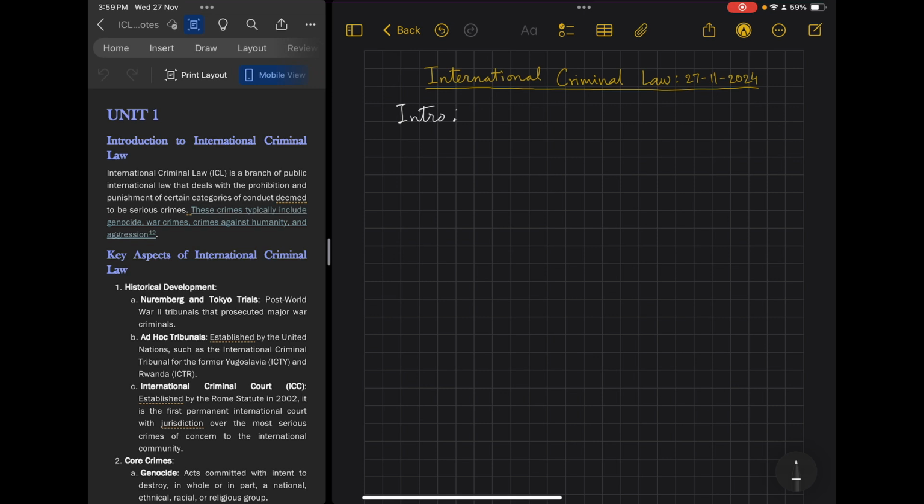International criminal law is a branch of public international law that deals with the prohibition and punishment of certain categories of conduct deemed to be serious crimes. These crimes typically include genocide, war crimes, crimes against humanity, and aggression. So, International Criminal Law, or ICL, is a branch of public international law.